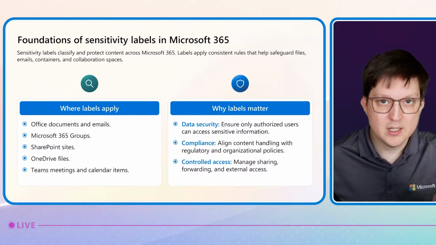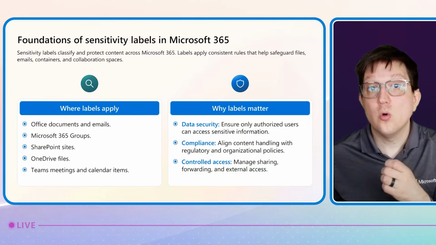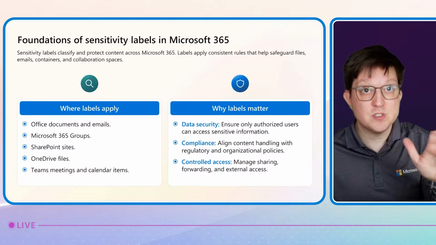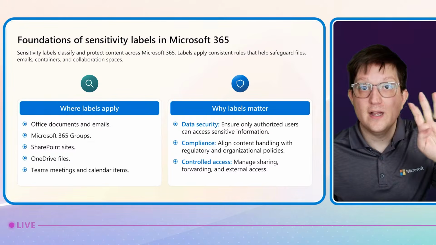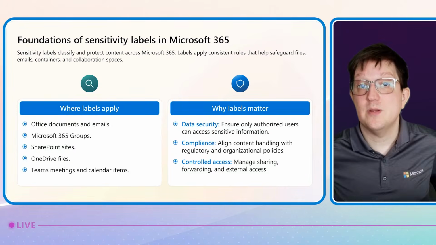Remember for the exam that labels can apply in lots of areas, but always think of the core ones. Office documents and emails, M365 groups, SharePoint sites, OneDrive files, Teams meetings, and calendar items. Those are the big six to keep in mind.